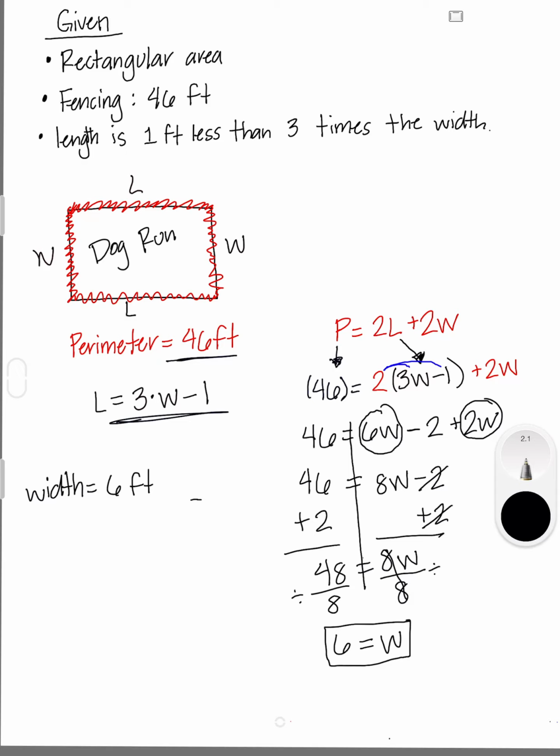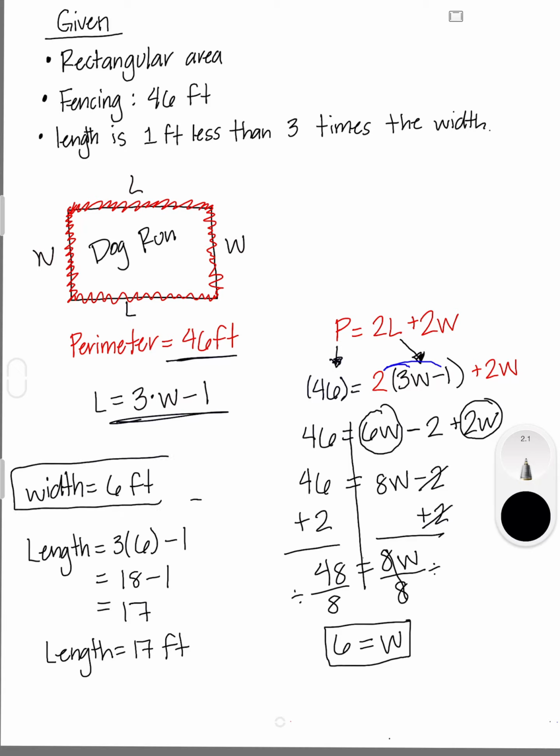We know that the length is 3 times the width minus 1. So our length will be 3 times 6 minus 1, which is, 3 times 6 is 18, minus 1, which is 17. So our length equals 17 feet, and our width is 6 feet, and both dimensions have been found.